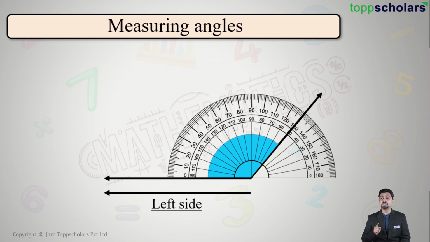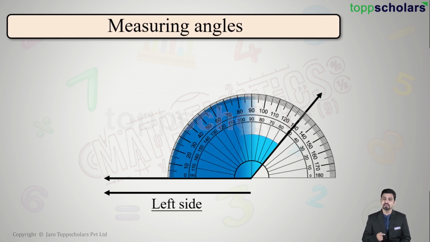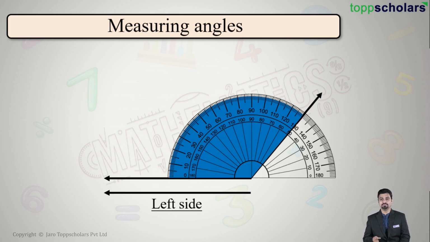So, this time you will be measuring from the outer scale. Remember, my dear students, you have to select the scale correctly or else you will get an incorrect answer. So, here the 0 is of the outer scale, which is coinciding with the arm. So, we measure the angle, and from 0 it goes all the way to 70, 80, 90, 100, 110, 120, 130. Look at the outer scale. It goes till 130. So, the measure of this angle is 130 degrees.